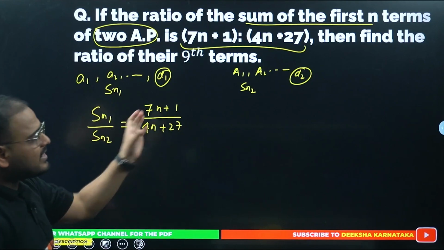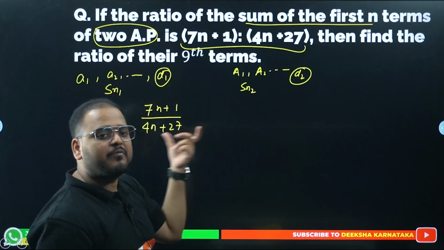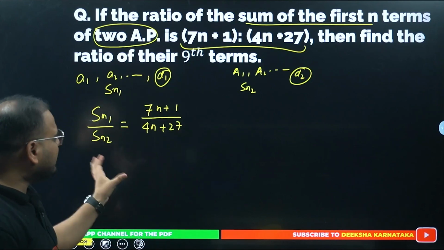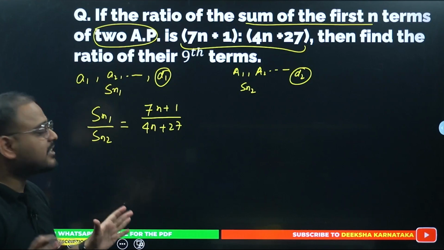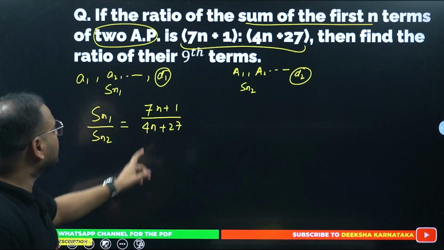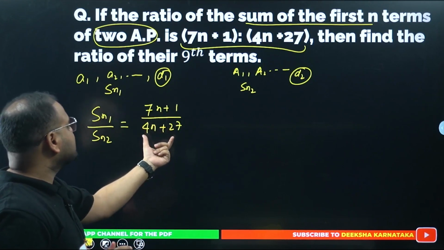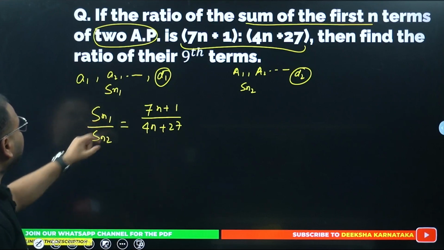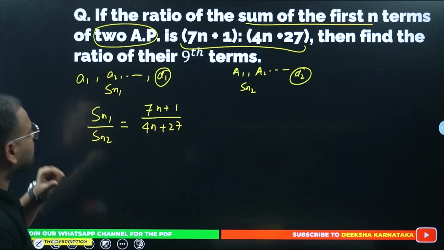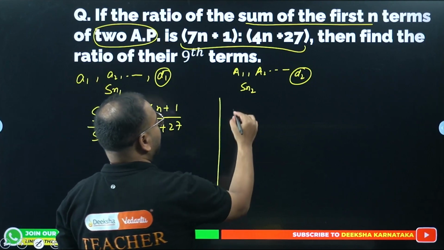We will read the rest of the question, but before that, let's simplify it. Let's reach somewhere that we are able to relate with the question now. So far, what is given? Sn1 by Sn2 is 7n plus 1 upon 4n plus 27. Excellent. How will I write Sn1? Help me please. How will I write Sn1?